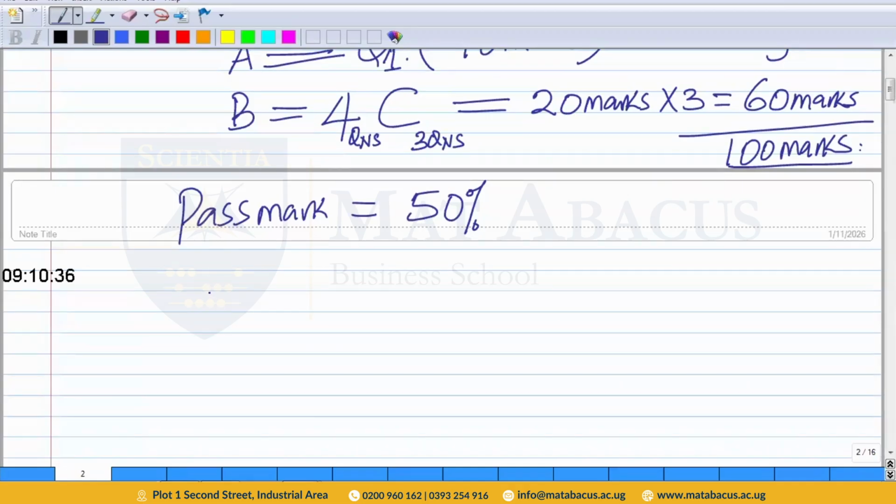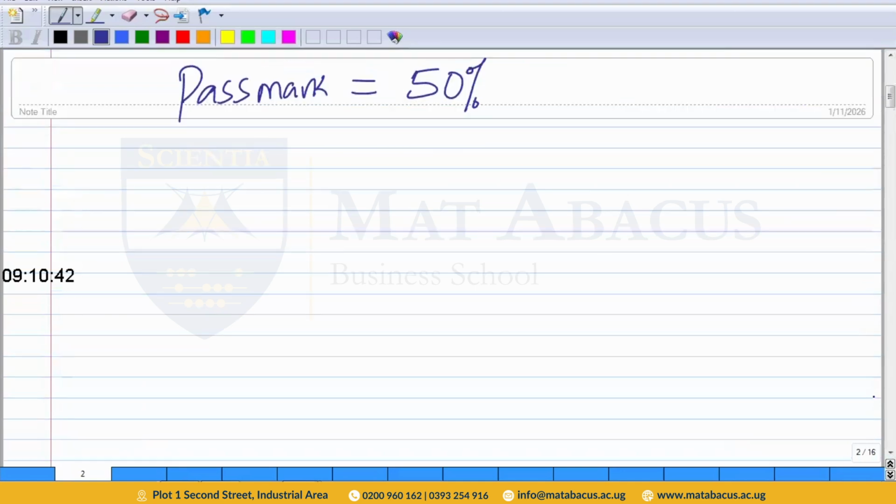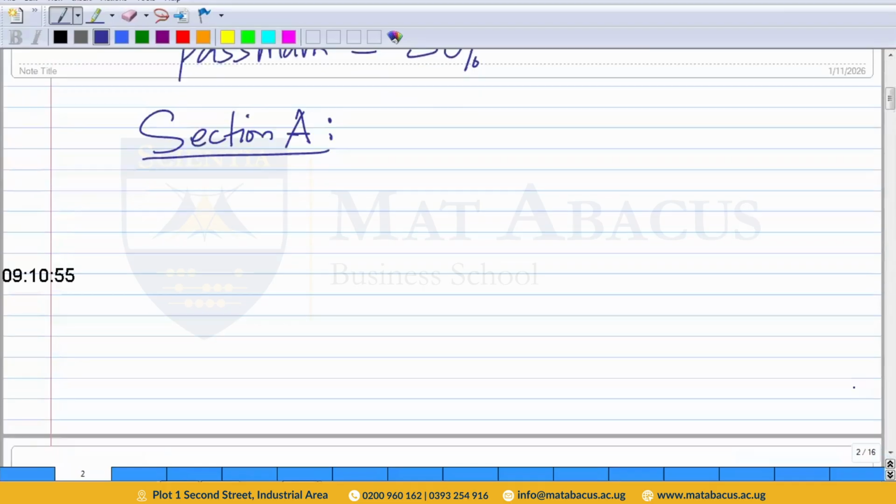That's one. Now, what is comprised in each section? In Section A, there are some topics which have always come in this section. First, they normally examine taxation of business income.